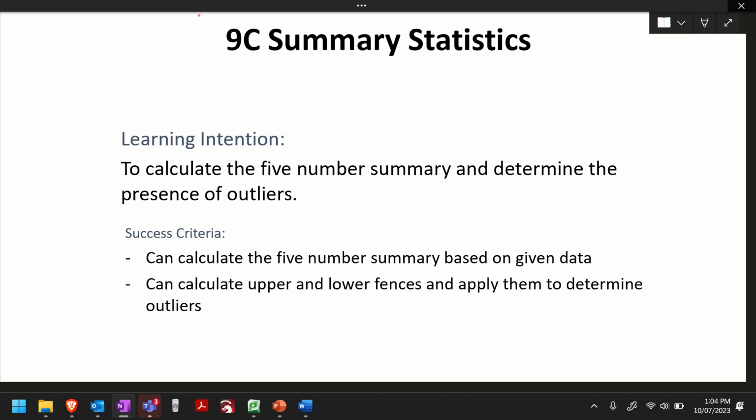So the idea behind this chapter is that you've got a set of numbers and you need to shorten it. The way we shorten it, as it says here in our learning intention, is to represent the data with 5 numbers, 5 important numbers that are in the data. We call that the 5-number summary. On top of that, we're going to look into outliers. By the end of today, you can calculate your 5-number summary, so summarize your data with 5 numbers, and also calculate your outliers using a fence. We'll look into that as we go through this topic.